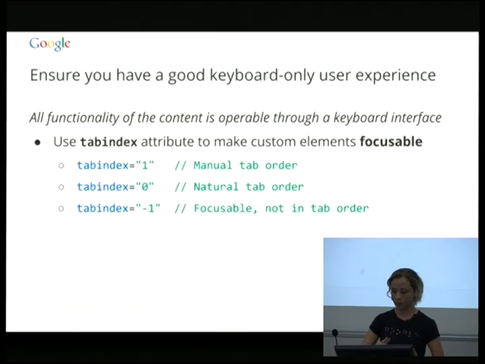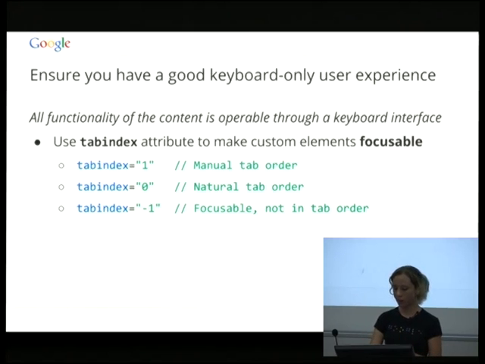The only slight complication is the different values that it can take. So tab index greater than 0 is going to be a manual tab order. So this is kind of a bit of a use at your own risk feature because you have to be very careful to make sure things stay in the right order when you're adding elements. All of those will come before anything with tab index 0, which is also slightly counterintuitive. But tab index equals 0 means it will just follow the natural DOM order of the page.